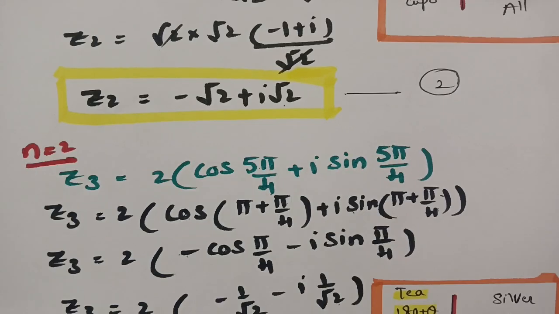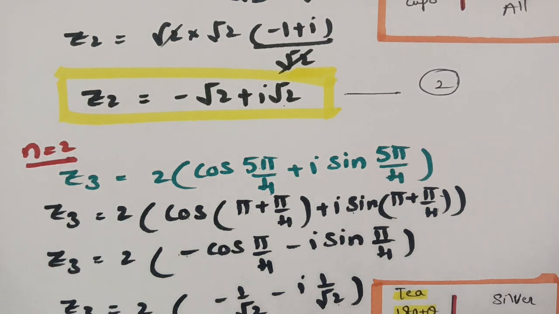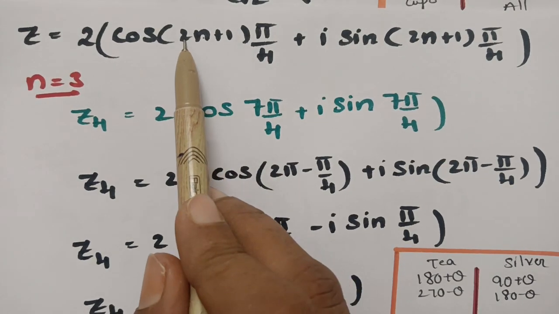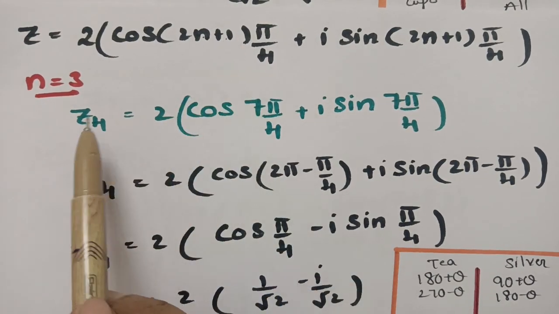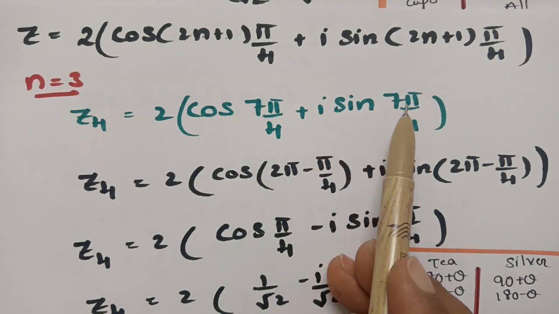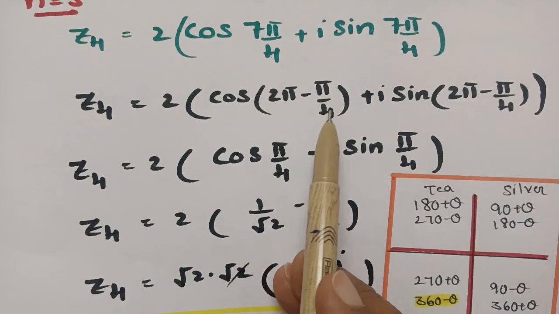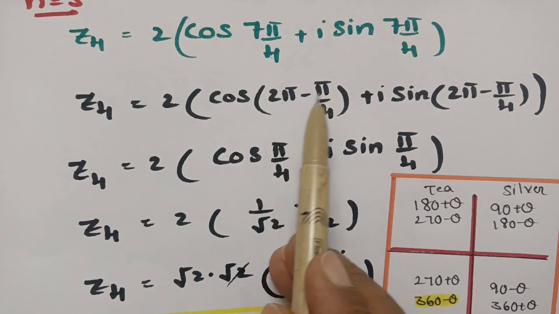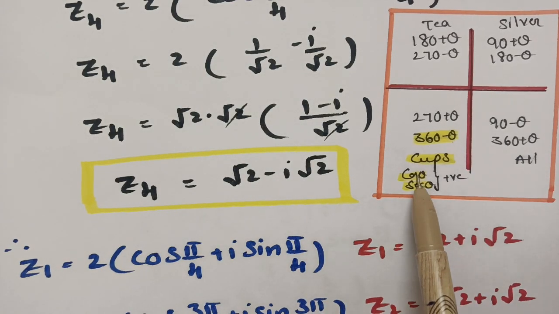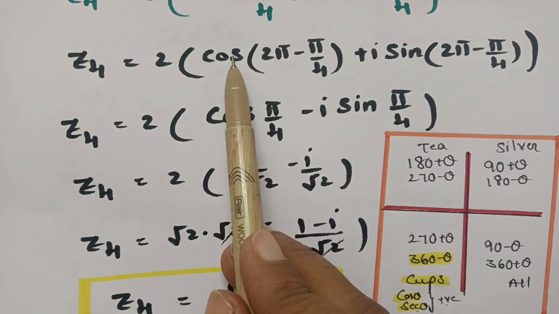And next thing here is, after keeping n is equal to 2, what I have to keep? n is equal to 3. In the same term, if I keep n is equal to 3 here, this will be 3 2s are 6 plus 1, 7. z4 becomes 2 times of cos 7 pi by 4 plus i times of sin 7 pi by 4. 7 pi by 4 can be written as 2 pi minus pi by 4. This is 360 minus theta. So if you go with 360 minus theta, here cos theta and secant theta are positive, the rest are all negative. So cos is positive value.